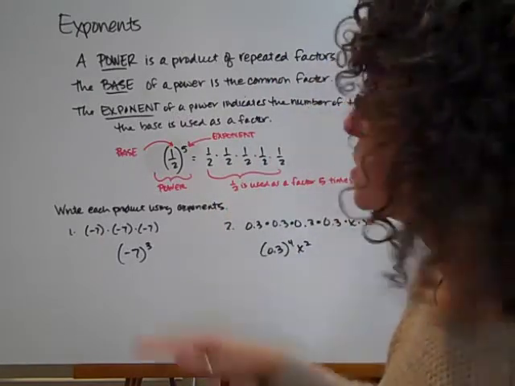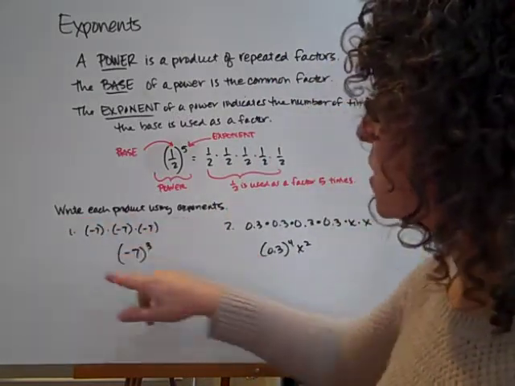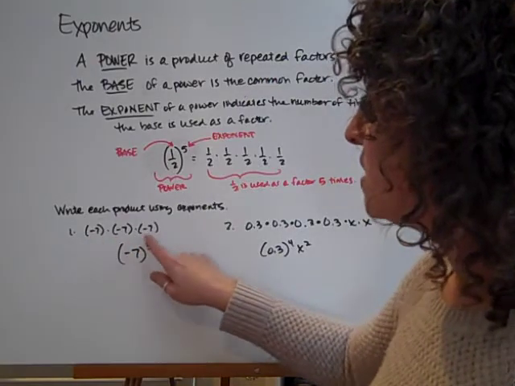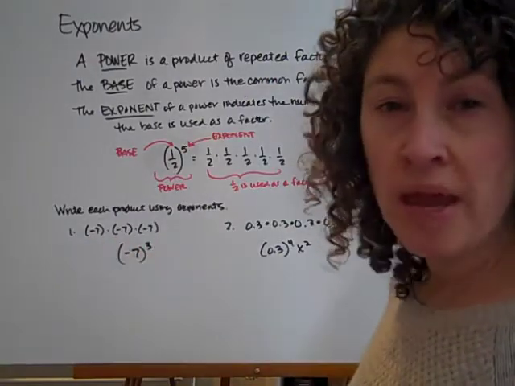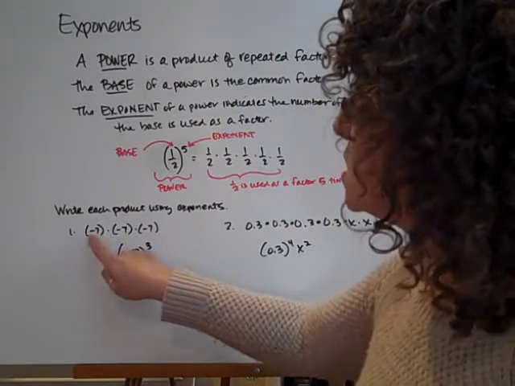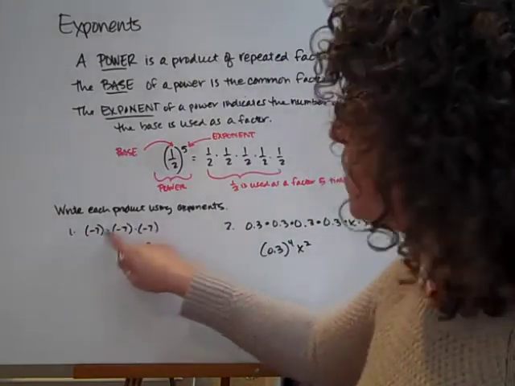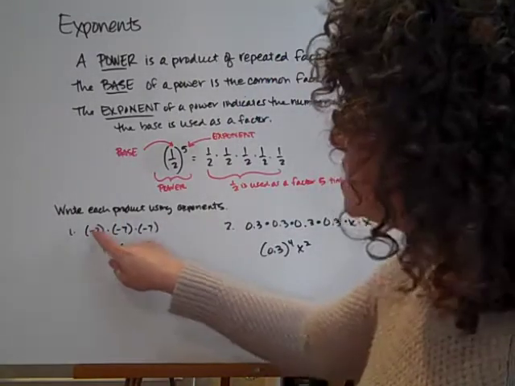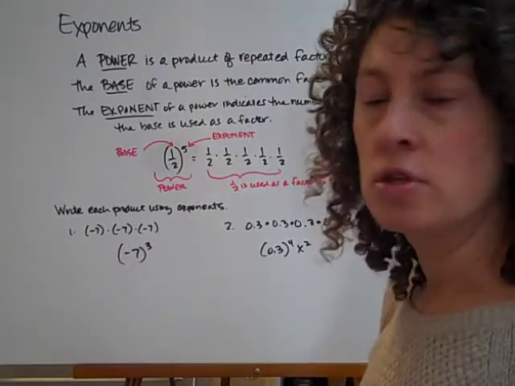What does it look like when we use it? Write each product using exponents. So I have -7 times -7 times -7, which is kind of a pain to write out the long way. Since we're doing -7 repeatedly, my base becomes -7. Since I have -7 three times, it's (-7) to the third power.